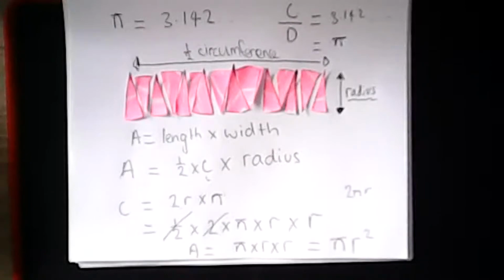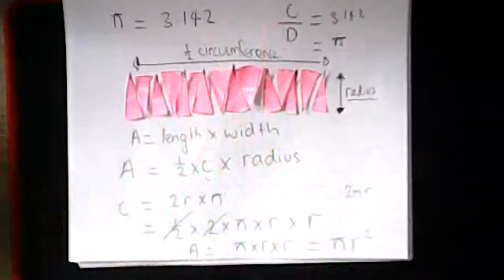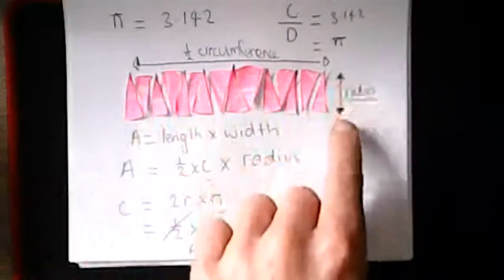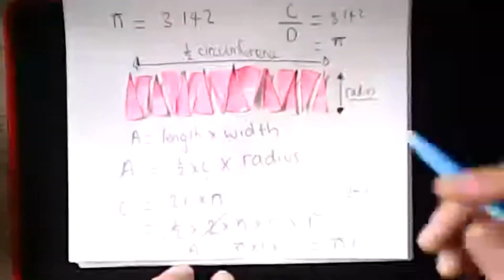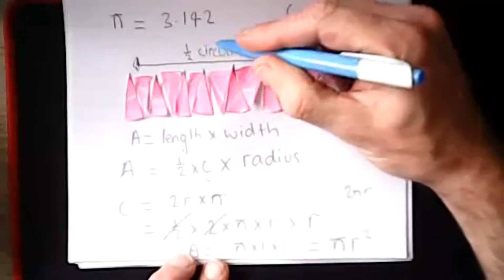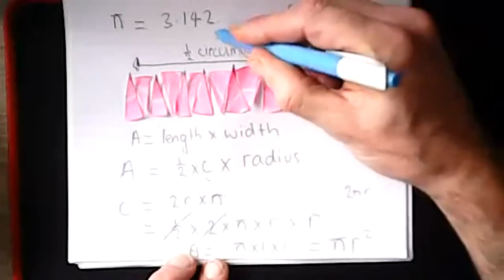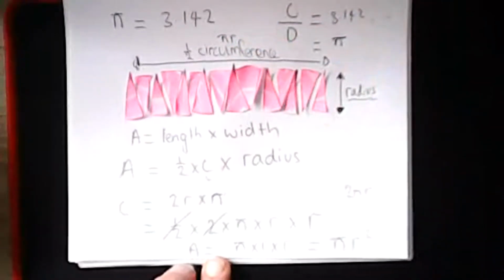So you can see that by splitting the circle up, the radius is the width, half of the circumference is the length, replacing half the circumference with 2 pi r. Well, half times 2 is 1, so that is simply pi r, and then we multiply length with width, and we've got pi r squared.